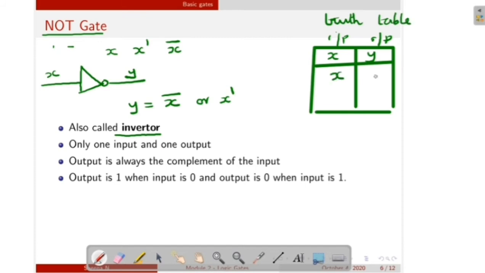Here X can have only 2 values, 0 and 1. When X is equal to 0, then Y is equal to 1. When X is equal to 1, then Y is equal to 0. So this is the truth table for the NOT gate, and this is the logical symbol, and this is the logical expression. Here the output is always the complement of the input.